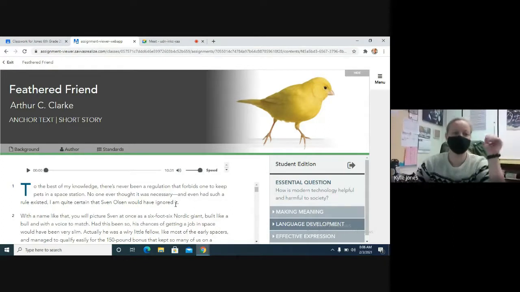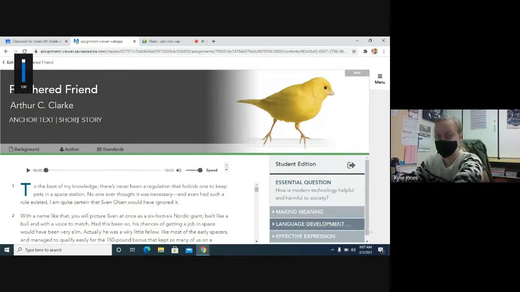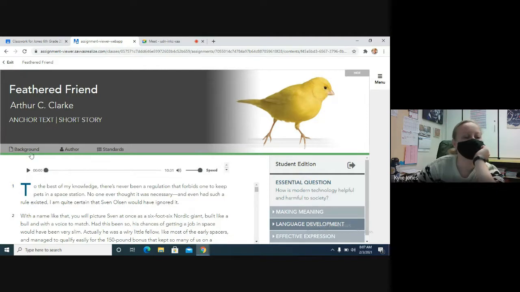So this is called Feathered Friend. It's a short story. So it's not a news article. It seems to be a fictional story from what I could tell, but based on a true event, right? A true thing that they used to do. Okay, so let's look at the background. I will play it, so it might be a little bit loud if you're online, so maybe turn your volume down. I'm going to start playing the background information in 3, 2, 1. Oh, I missed the play.